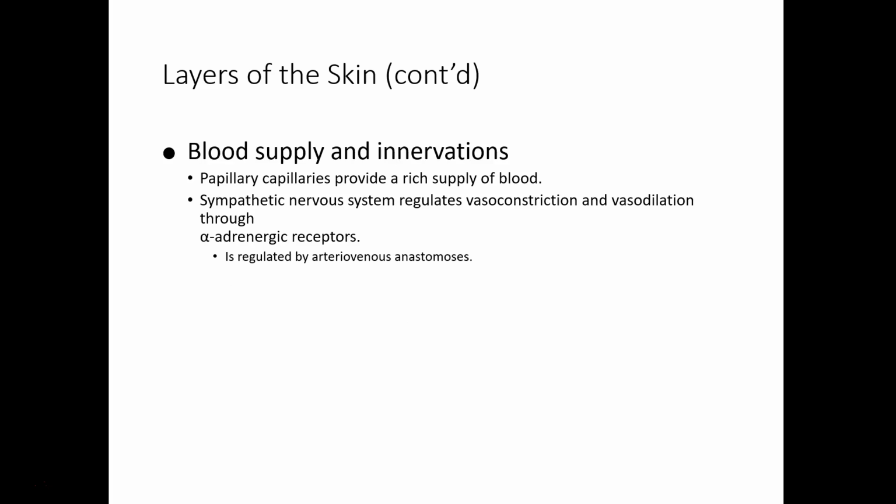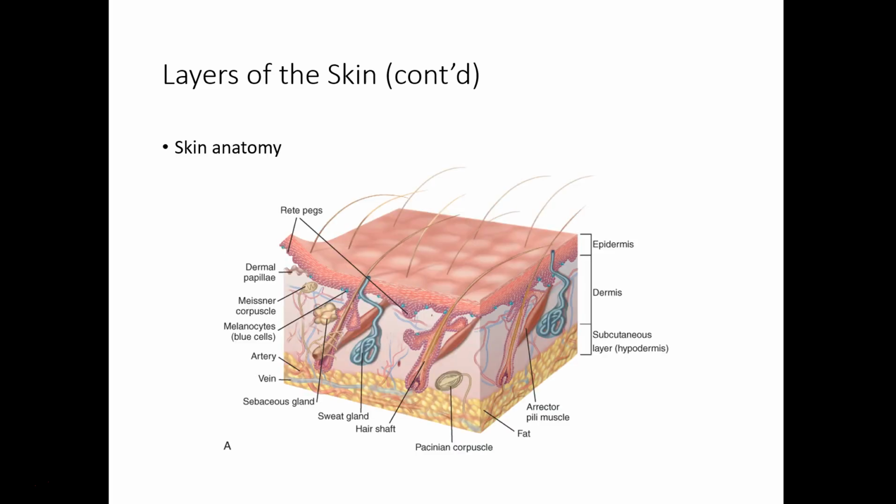Capillaries provide a rich supply of blood. The sympathetic nervous system regulates the vasoconstriction and the vasodilation through alpha adrenergic receptors, and this is regulated by the arteriovenous anastomoses. Now, I really like this particular slide because it gives us a good visualization of what's going on. And I realize this takes us back to basic anatomy, but if we follow along, we have the epidermis, the dermal layer, and then the subcutaneous layer.